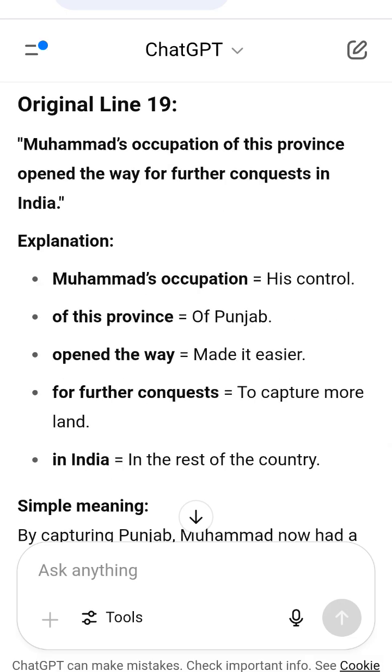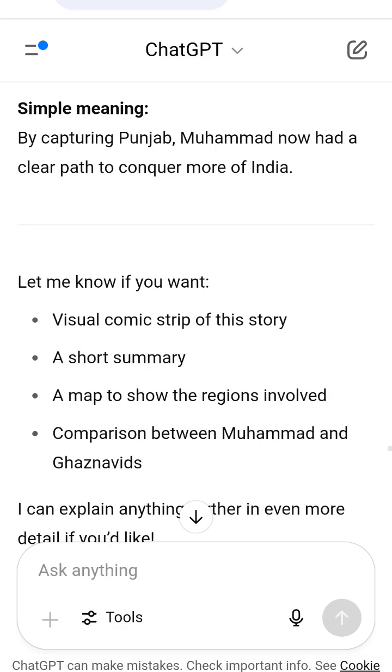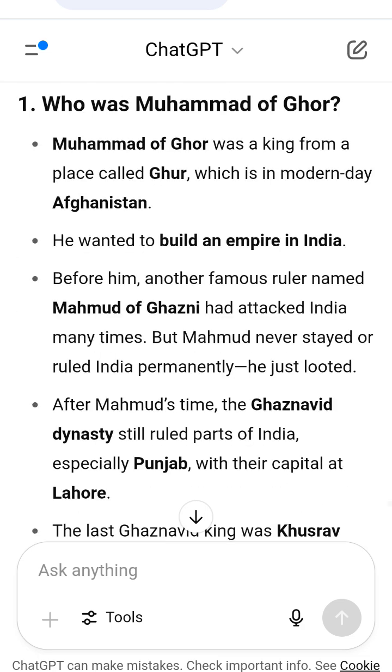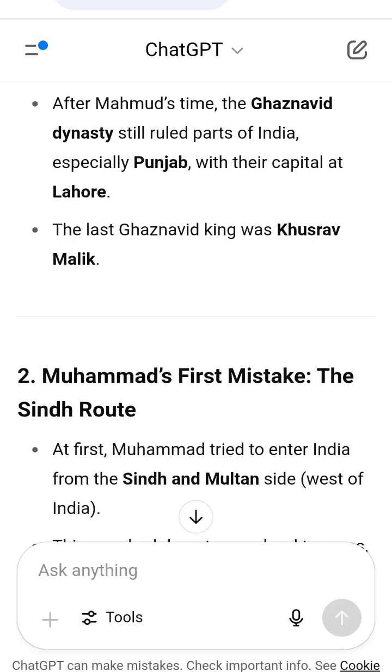7. Muhammad uses a trick. Since war didn't work, Muhammad tried a trick. He sent a message to Khusrav Malik: Come meet me. I promise I won't harm you. This is called a promise of safe conduct. Khusrav believed him and came. But Muhammad broke his promise. He captured Khusrav, sent him far away to Gargistan, and later had him killed in 1192 AD.